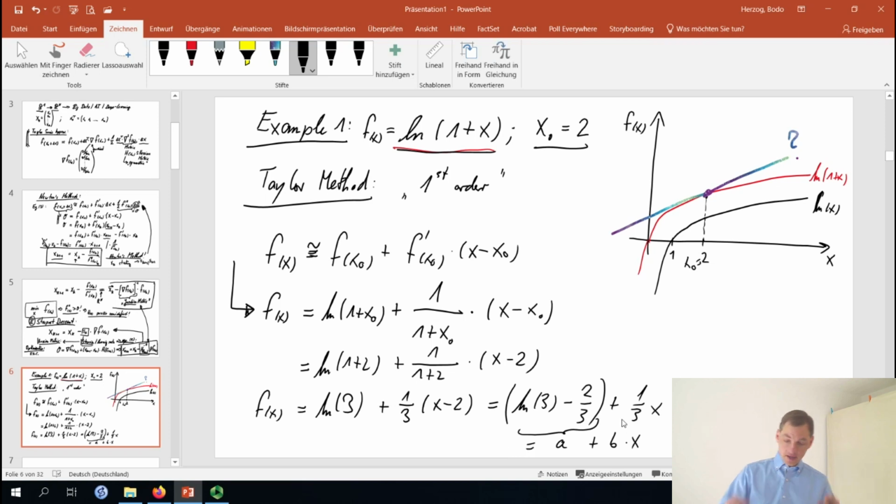This is simply a line where the a is a number. It's the intercept with the y axis. Yeah, basically this point here. Yeah, you can say this is log of 3 minus 2 over 3, yeah? And the slope of this line would be 1 over 3.